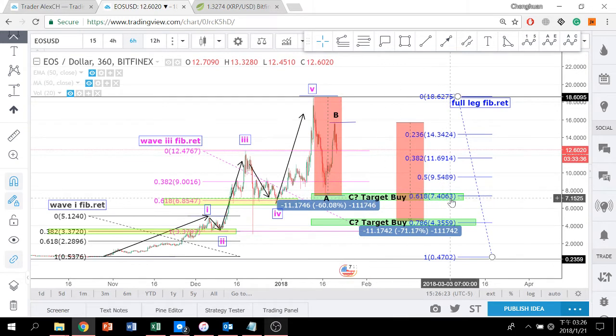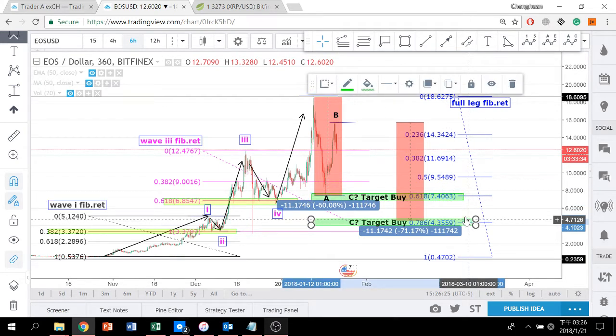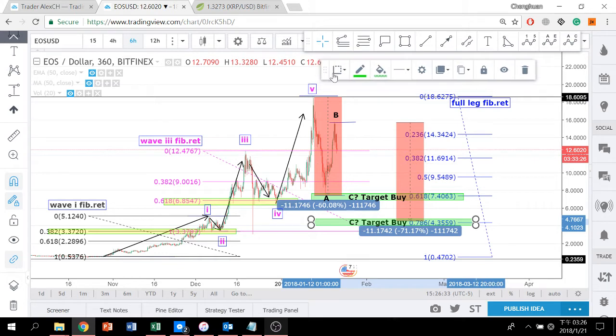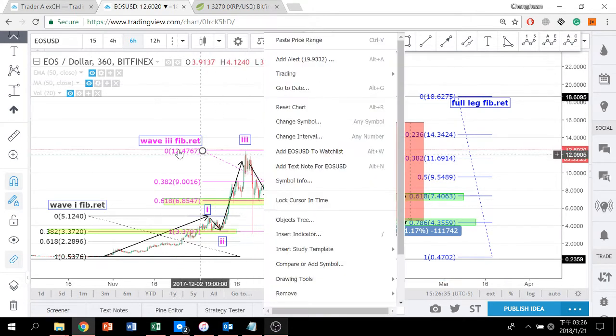This is the target. The green boxes here are the targets. We look to buy here. We're going to buy some over here in the first green box. We're going to buy some over here. All right? Okay, now let's start again.